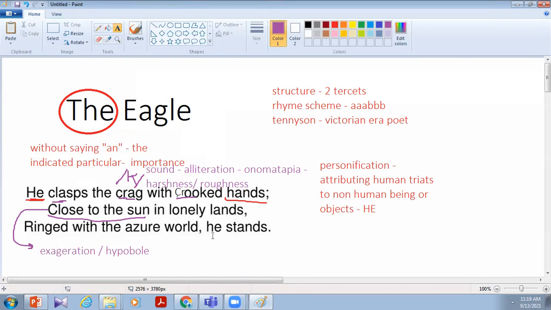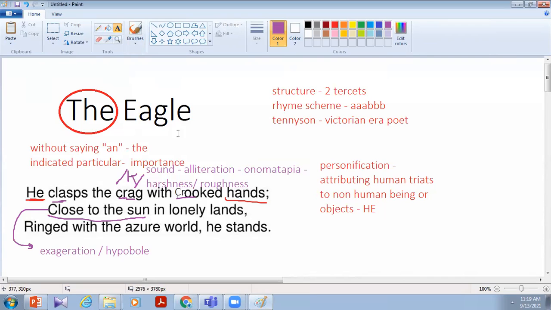In Richard Cory, they say "richer than a king." Usually, in the normal context of a society, no one is richer than a king, so that is exaggeration. Here too, no one can be close to the sun. Just to show how majestic, how superior, how royal the bird is, Tennyson has used hyperbole, to indicate power and authority.